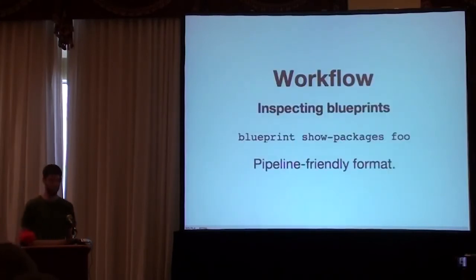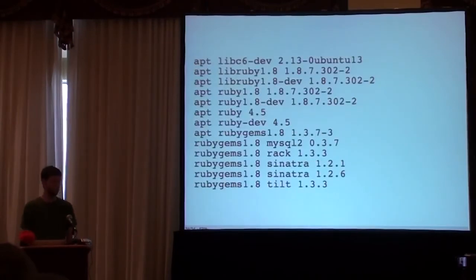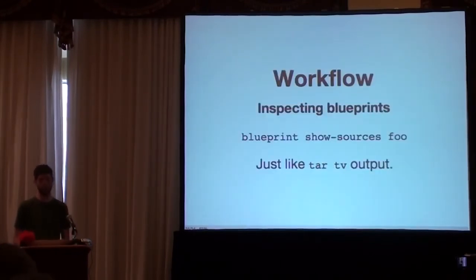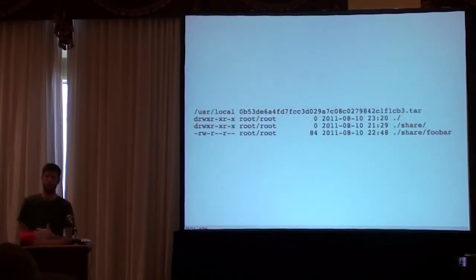If looking at raw JSON gives you a headache, you can use the kind of shell-friendly front ends to that. blueprint show packages is one that prints the package manager, name, and version all in a pipeline-friendly format that you can send through grep and sed and awk and do strange and wonderful things to it. Likewise, there's blueprint show sources. There's also show files and show services. And the sources prints the verbose listing as if from tar tv, so you can see what's in those tarballs.